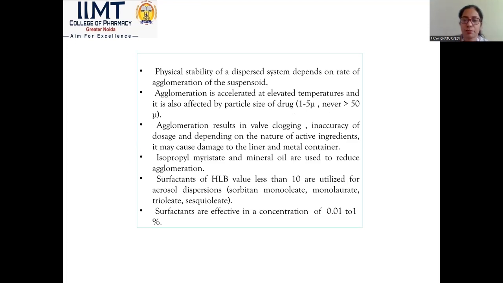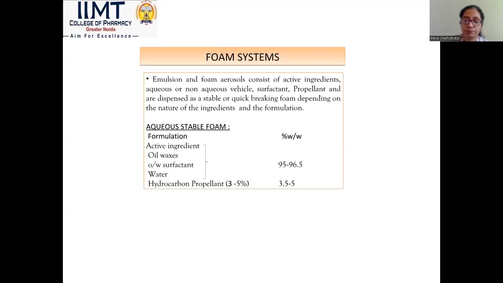Physical stability of a dispersed system depends on the rate of agglomeration of the suspension. Agglomeration is accelerated at elevated temperature, and it can also affect the particle size of the drug. Agglomeration results in clogging, inaccuracy of doses. Depending on the nature of active ingredient, it sometimes causes damage to the container also. Isopropyl myristate and mineral oil are used to reduce the agglomeration. Surfactants of HLB value less than 10 are utilized for aerosol dispersion.